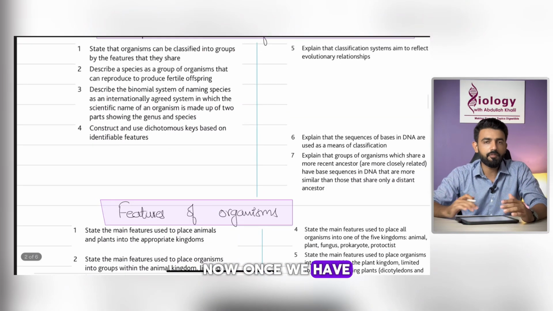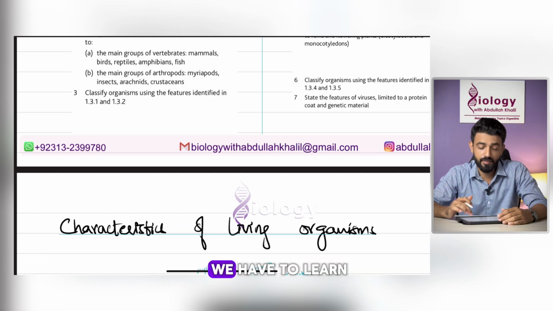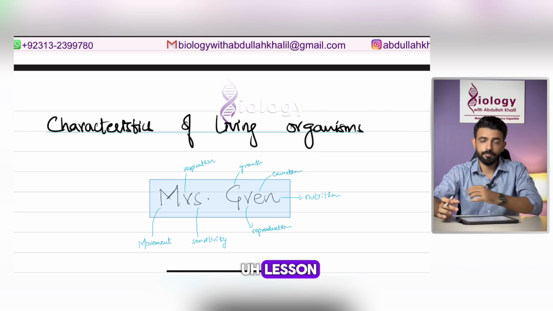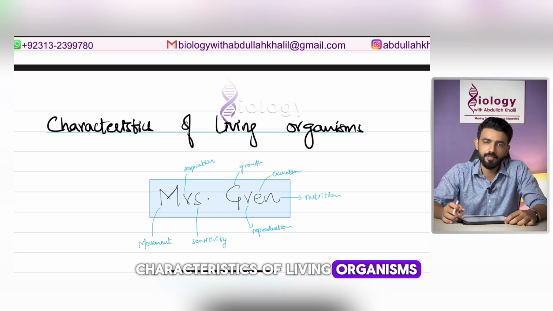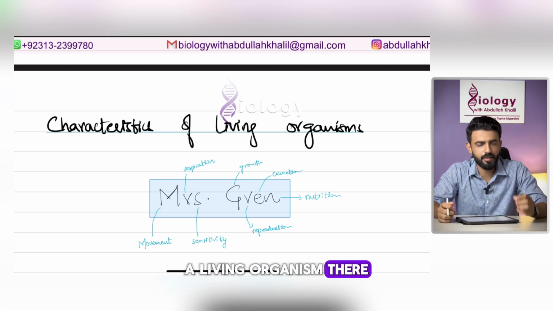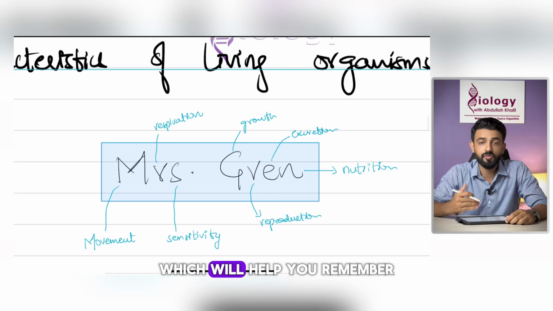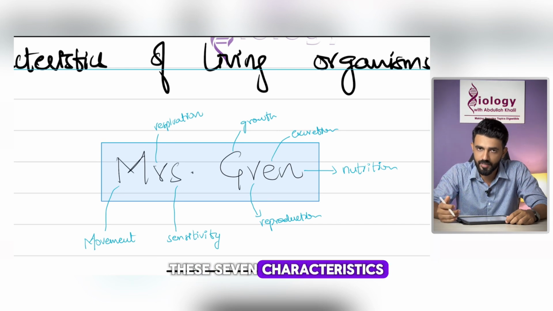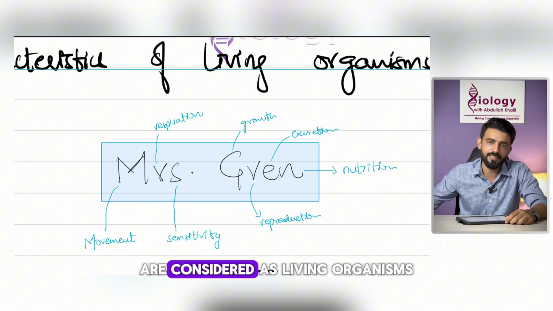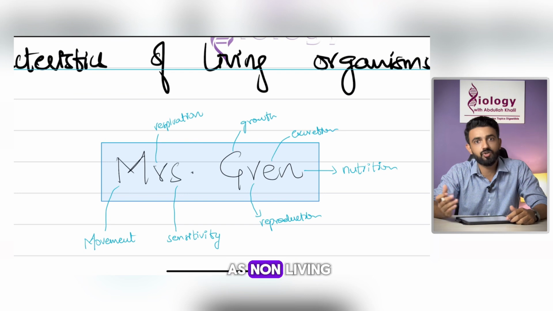Now once we have skimmed through the topics, the learning objectives that we have to learn, we go to the first topic of this lesson. Characteristics of living organisms. Now, what are the characteristics that are used to identify a living organism? There are 7 characteristics, and this is the best mnemonic that you can learn, which will help you remember these 7 characteristics. So all those things that have these 7 characteristics are considered as living organisms. Everything else is considered as non-living.